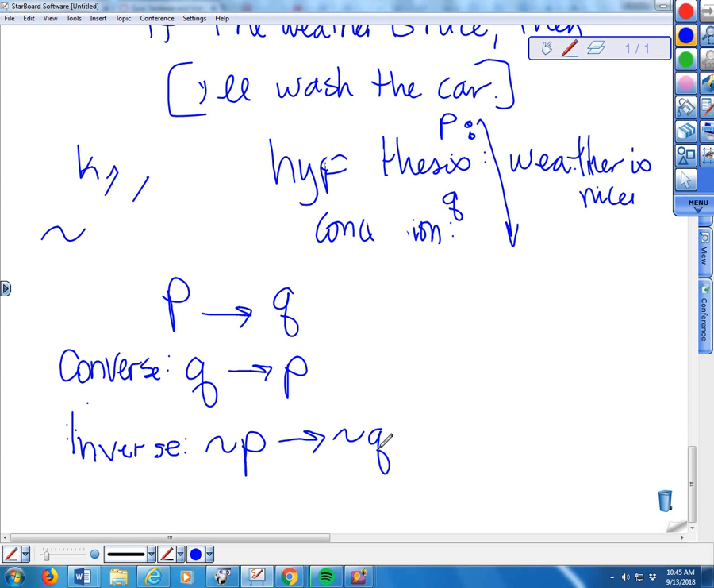Don't switch them. Leave them the way the original is. I just put the word not in front of them. So this would read, if the weather is not nice, then I won't wash the car. I just negate the original statement. Does that make sense? If the weather is not nice, then I don't wash the car. That's what that squiggly means, is not. Okay? And then the last one is called the contrapositive.